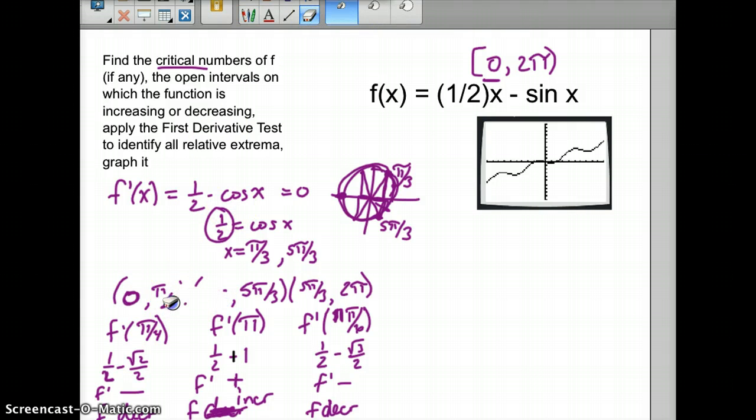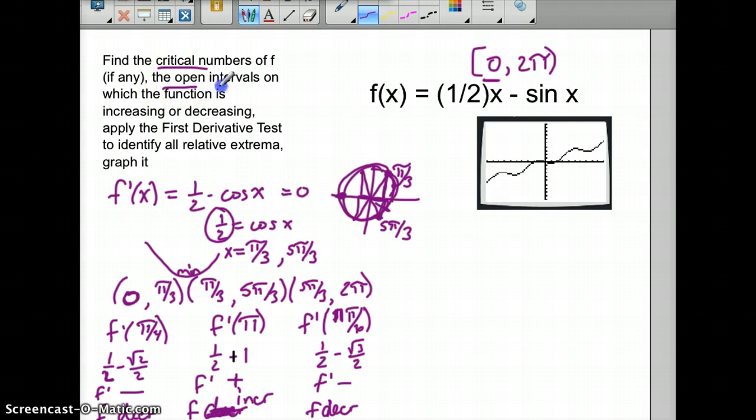our critical number at pi over 3 is a max or a min, you tell me. If it decreases from 0 to pi over 3, and then from pi over 3 to 5 pi over 3 it increases, what's going on at pi over 3? So if the function's decreasing and then increasing, this must be a minimum at pi over 3.